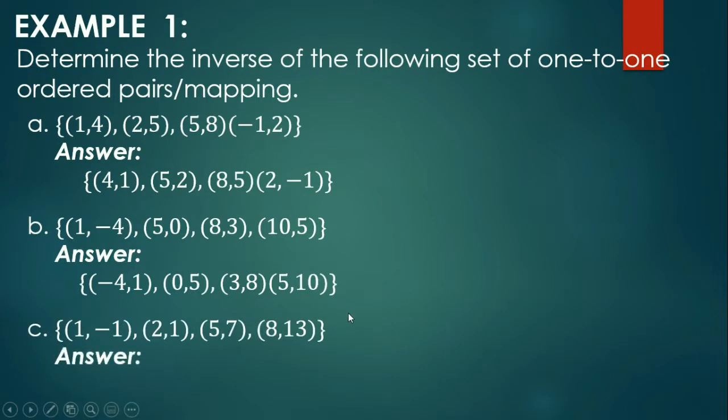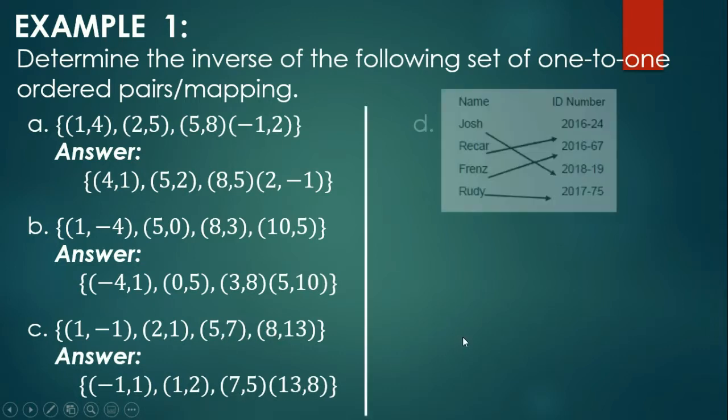Third example, from 1, negative 1, naging negative 1, 1. From 2, 1, naging 1, 2. From 5, 7, naging 7, 5. From 8, 13, naging 13 and 8.